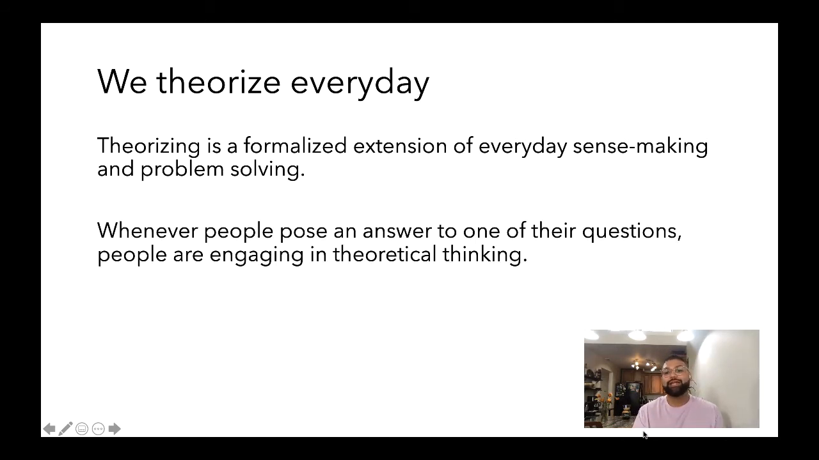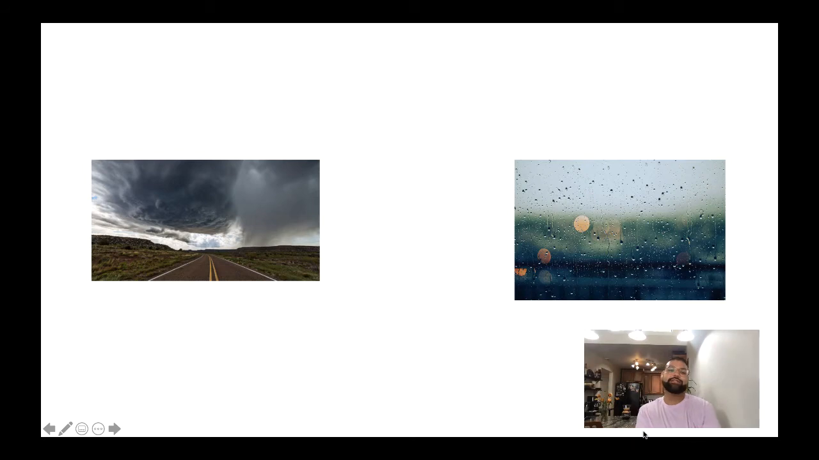Whenever people pose an answer to one of their questions, we're engaging in theoretical thinking. So if you have an idea and you provide different reasons as to why something happens, you're engaging in critical thinking and theoretical thinking. For instance, if you see outside, maybe not now because it's always cloudy, but if you see outside that there are dark clouds starting to form and there's kind of a lot of gusts of wind, you can suspect that it's going to rain soon.